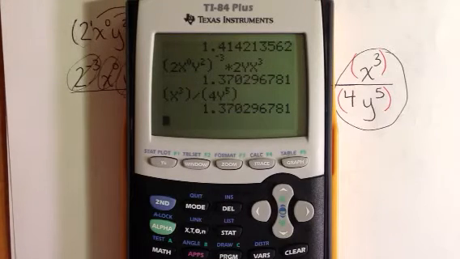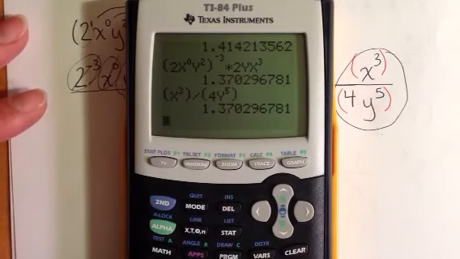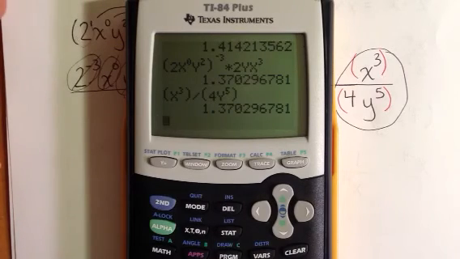So since they're equivalent, I know that I've simplified correctly. I'm not positive it's finished, but I feel pretty good about it because I can't find anything else to simplify.